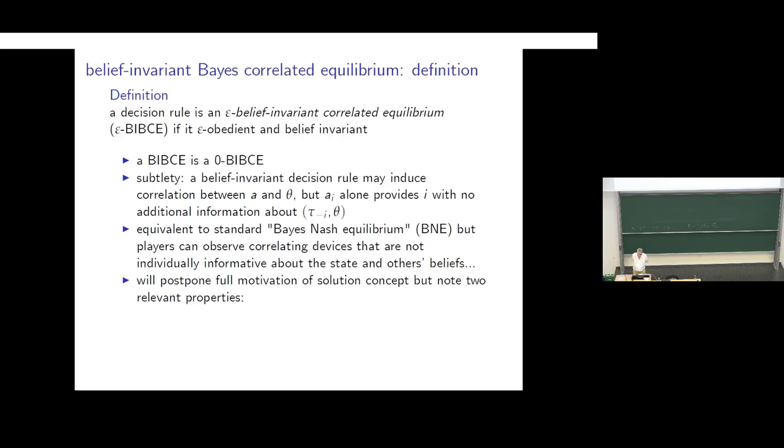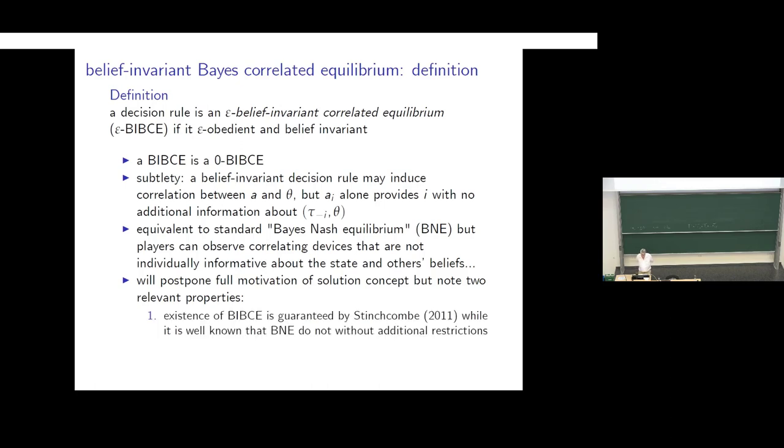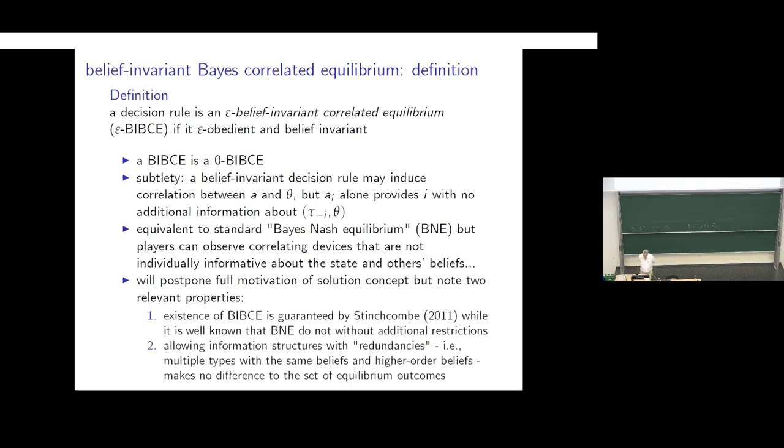Okay, so there are reasons for studying this solution concept that I don't have time to get into, but let me just highlight two things. One is that BIBCE always exists in the environment that I'm studying, but rather remarkably, Bayes-Nash equilibria don't exist without further restrictions on the information structure.